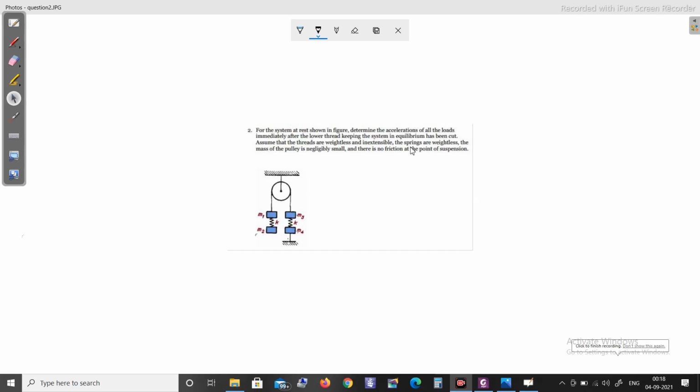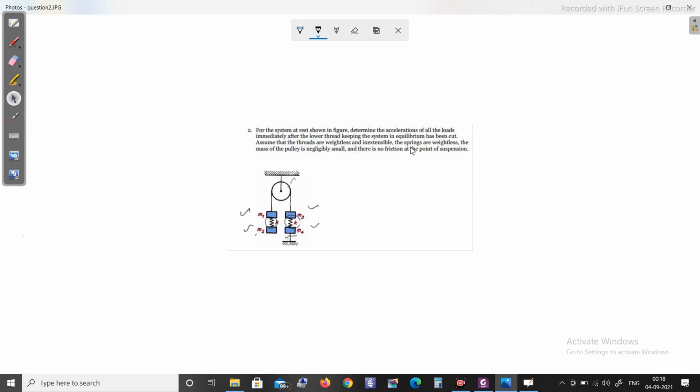In this question, a system is given which consists of four masses m1, m2, m3, and m4, two springs of spring constant k, and a string which has no mass and is inextensible, and a pulley which is also weightless. We have to determine the acceleration of each of the masses when the string from m4 is cut off.